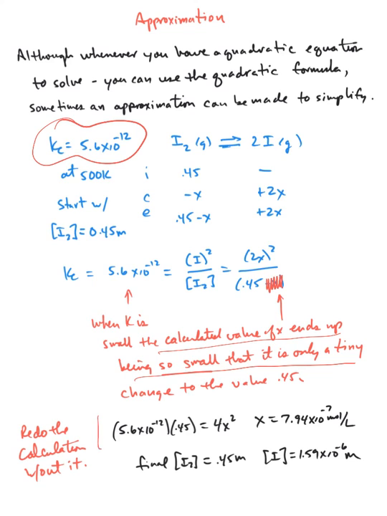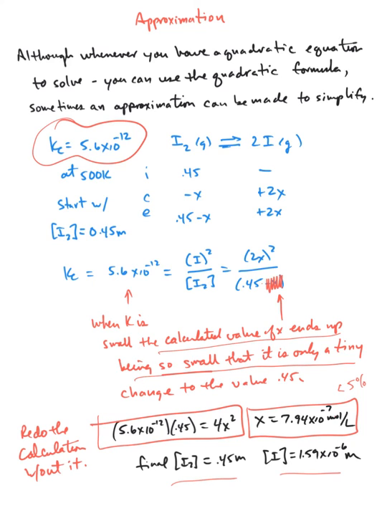So in blue, you see that you could rearrange it into this, and if you solve for x, you get 7.94 times 10 to the minus 7th moles per liter. Now there's a rule that says if that value is less than 5% of the number it's being compared to, that's a good approximation. And this is clearly less than 5% of 0.45. So your final concentration of iodine is 0.45. Final concentration of iodine atoms is 1.59 times 10 to the minus 6.